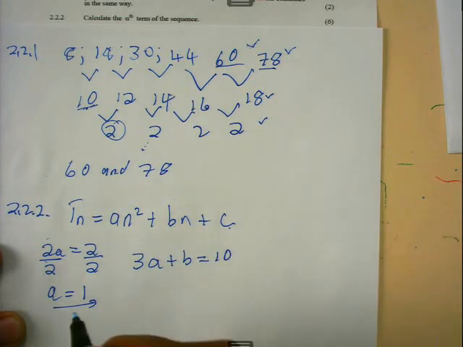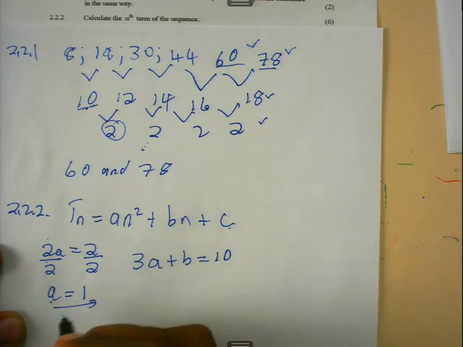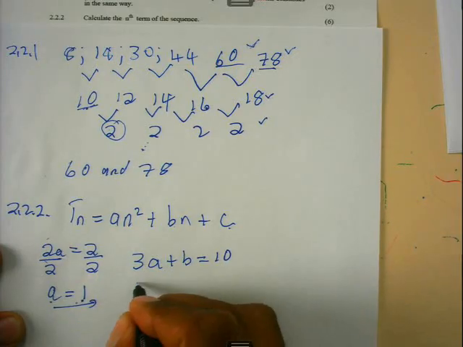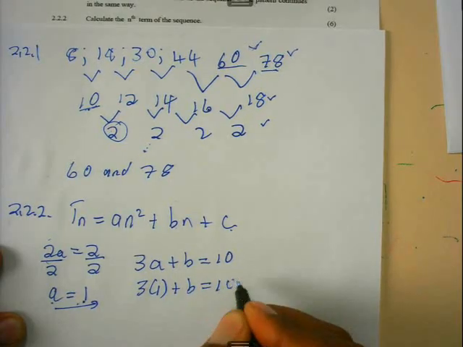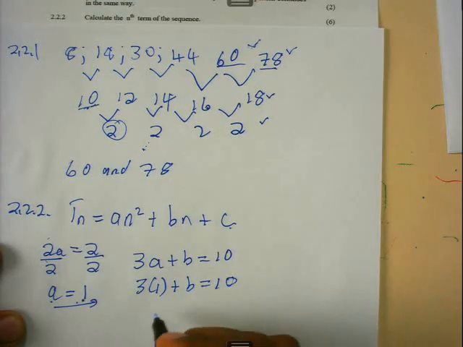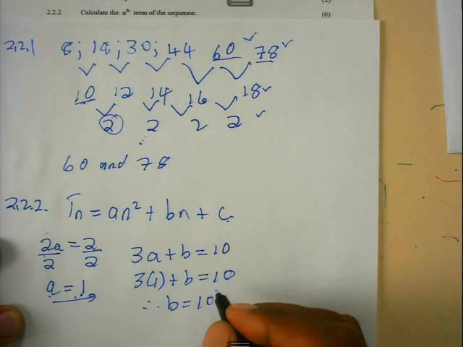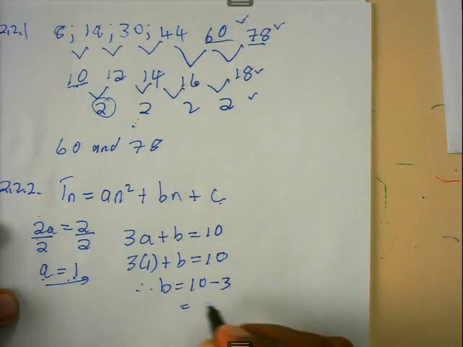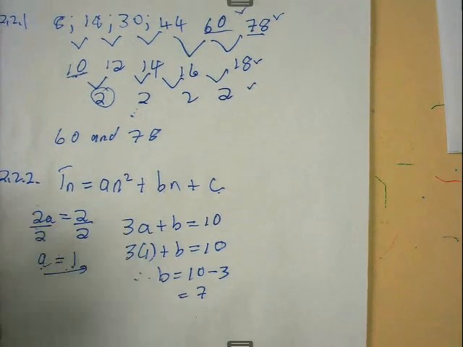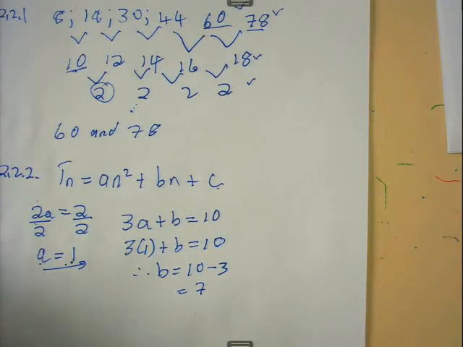Then from here now, we know we have the value of a. What is the value of a there? It's 1. Now we say 3 multiplied by 1 plus b is equal to 10. Therefore, now we can say b is equal to what? b is equal to 10 minus 3. What is 10 minus 3? Then, of course, it is 7.